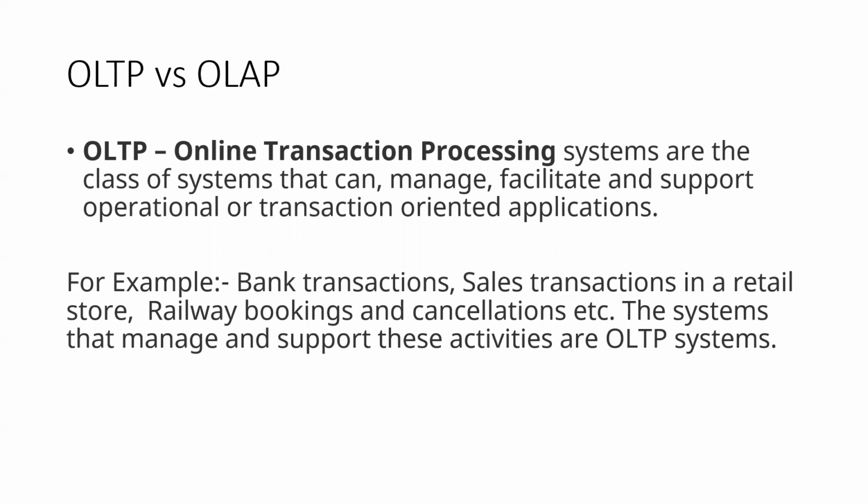So OLTP, as I mentioned, is the source data that we are collecting from the source systems. It's called online transaction processing. Whatever transaction is done from the source system is stored in OLTP databases. Just a quick example: bank transactions, sale transactions in a retail store, railway booking or cancellation. All this kind of transaction-related information is quickly stored in a particular database that is called OLTP. This is the source database for the data engineers as well.